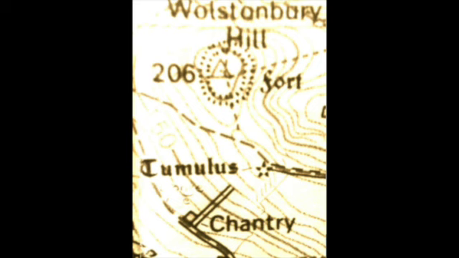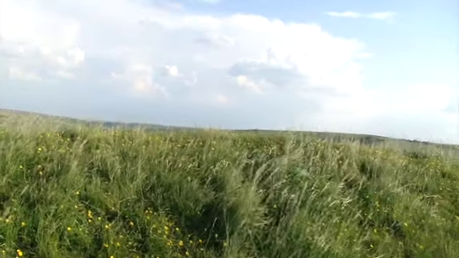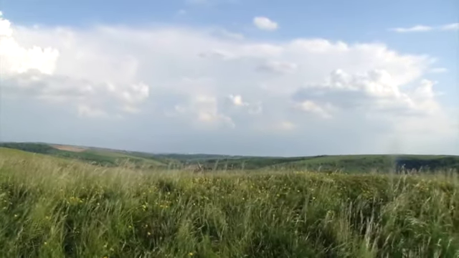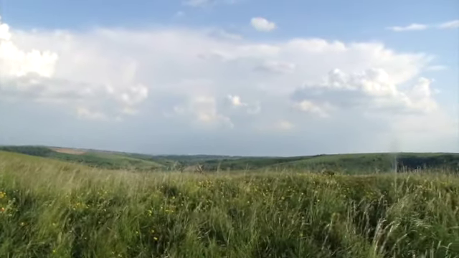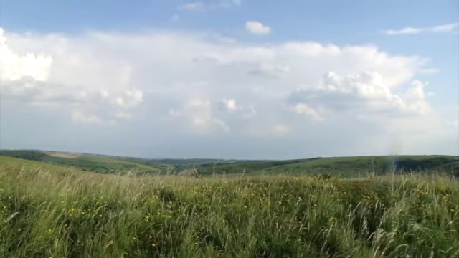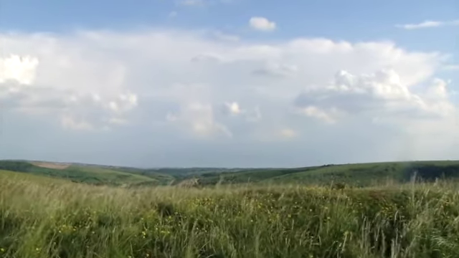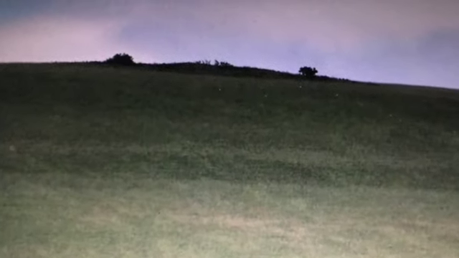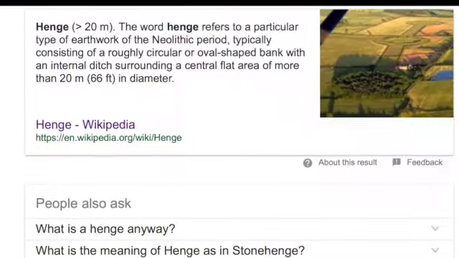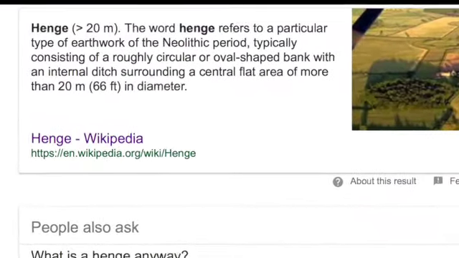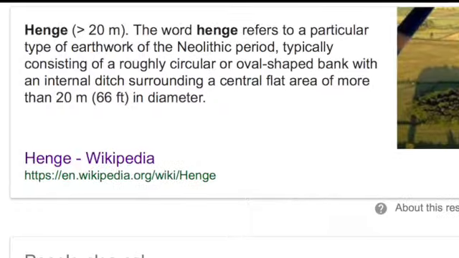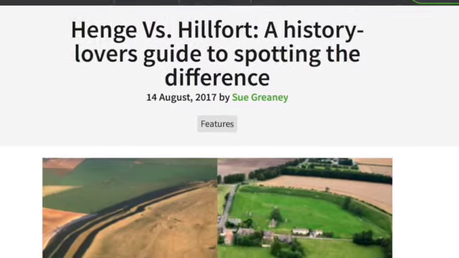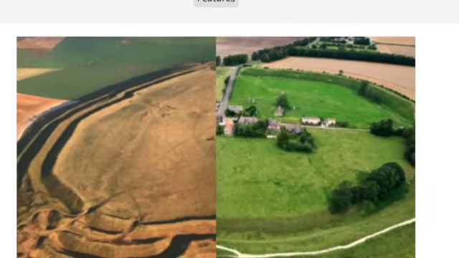Were the scheduled monuments on Chantry Farm and Wolstonbury Hill created in the same era as Stonehenge? Yes, they are likely contemporaries. For over 1,000 years, huge effort was expended to create these iconic monuments at highly visible points in the landscape. In making this documentary, we stumbled across the nuances of a henge versus a hill fort, and a variety of differing opinions as to their designations and uses.